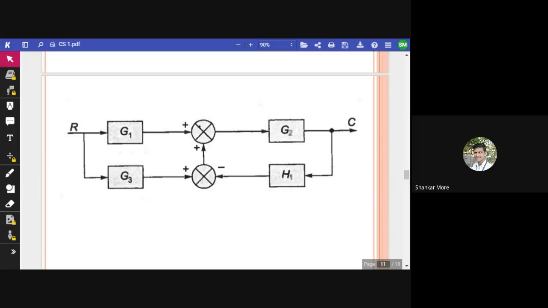Okay, somebody has posted, I guess. Raman: G1 plus G3 into G2 divided by 1 plus G2 into H1. Okay. Anybody else? I hope you people are trying at least. Keep trying. We have time.